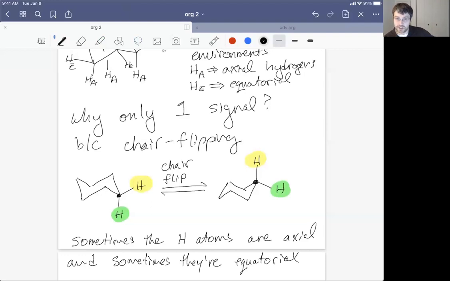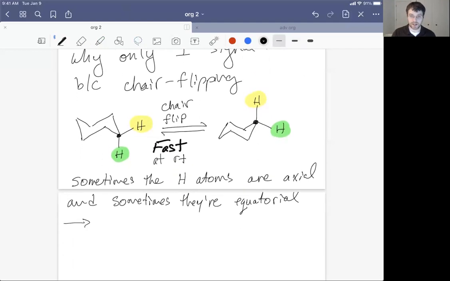Okay, so how fast does this chair flipping occur? What I want to emphasize to you is that this is fast at room temp. At room temperature, the chair is flipping and flipping and flipping. And what the NMR does is, the NMR is kind of like an old-timey camera. It has what's called a shutter speed. Imagine the old-timey photographer lining up to take the picture. He's got the big light bulb and he snaps the film. What does the picture look like if somebody's moving the whole time? It's like a blur, okay?